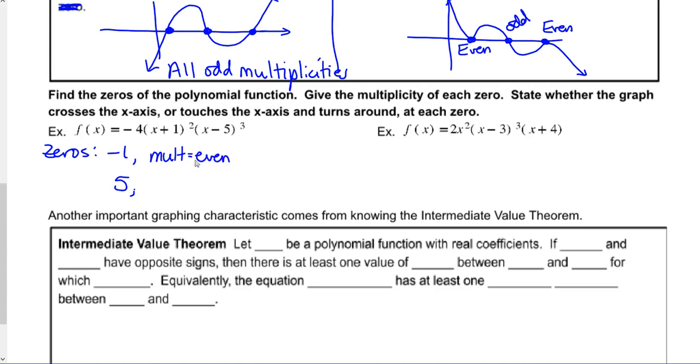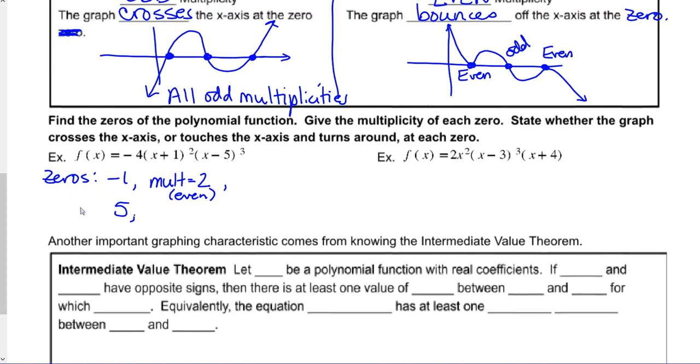Let me put, the multiplicity is technically 2, and underneath here, I'm going to remind us that that is an even number. And so if that is an even number, what happens when we have an even multiplicity? Our graph bounces off of the x-axis, or it just touches, is what these directions say. That's probably what the book refers to it as. I put the bounce in. So it just touches the x-axis, okay?